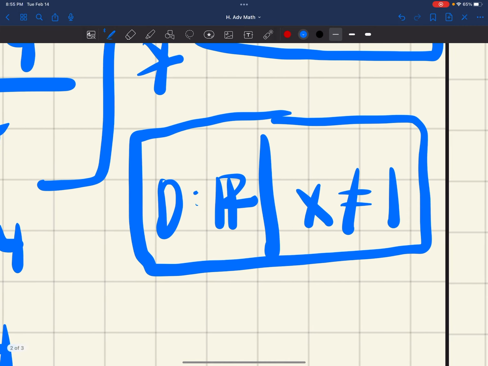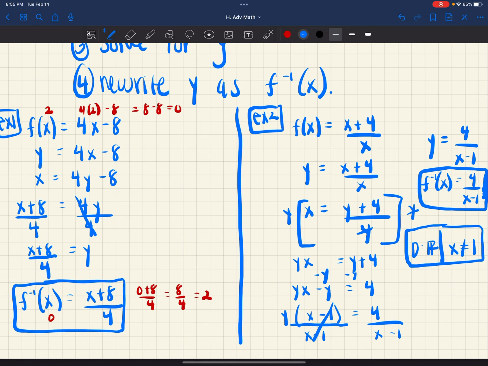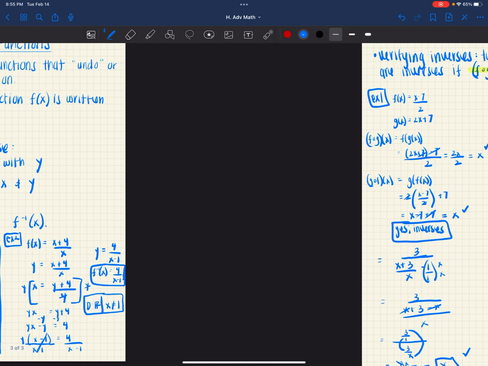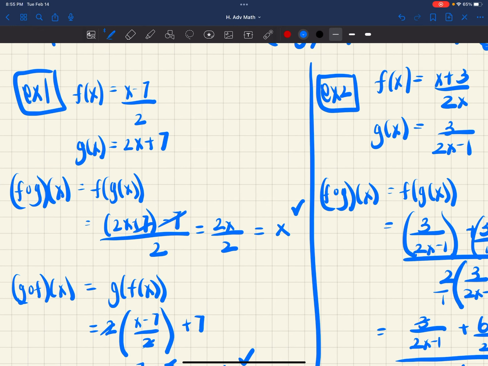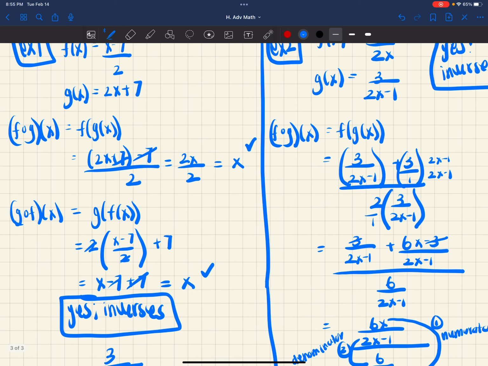as well as being able to identify the domain of functions, but that's not really anything new, the domain part. And then lastly, verifying inverses. So if I give you two functions, can you tell me whether or not those two functions are inverses of one another by taking the compositions? If they both simplify down to x, then you know that they are inverses.